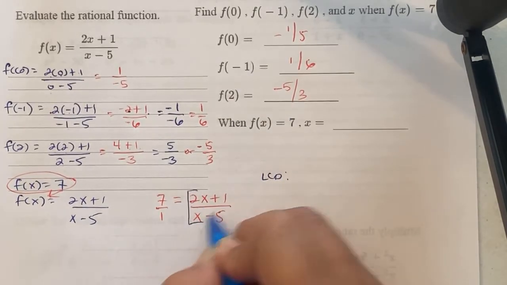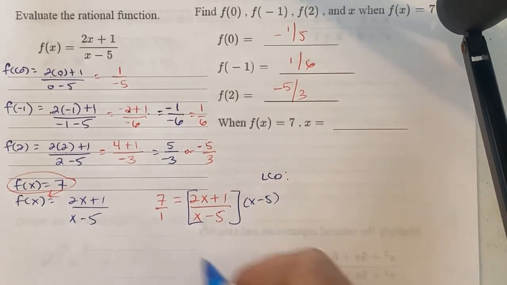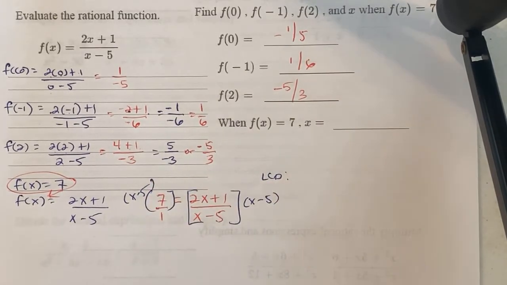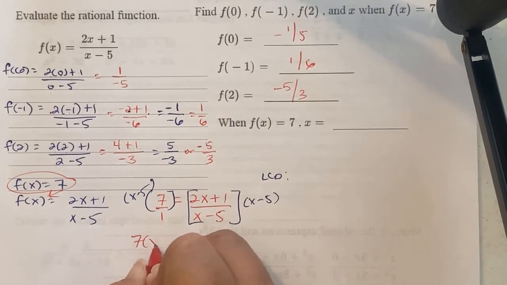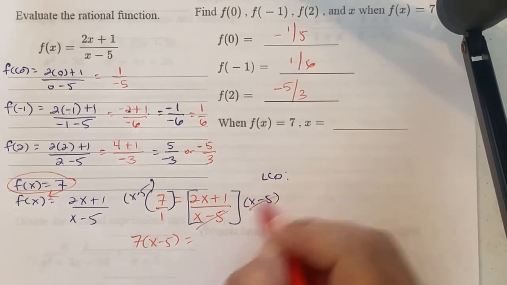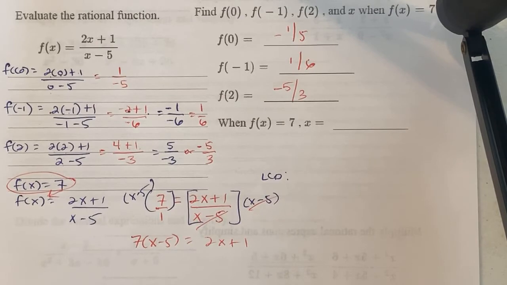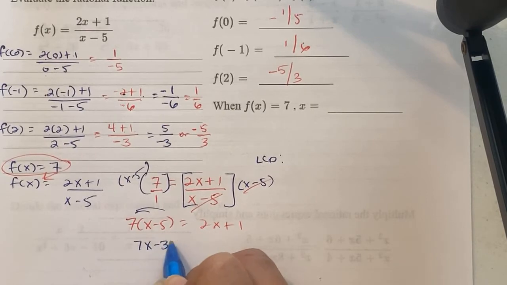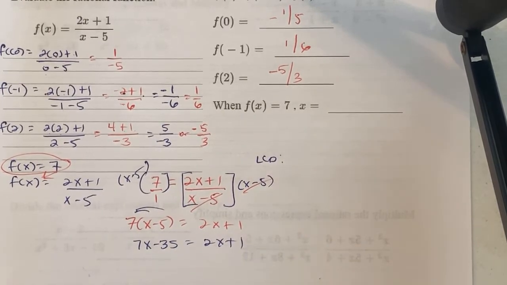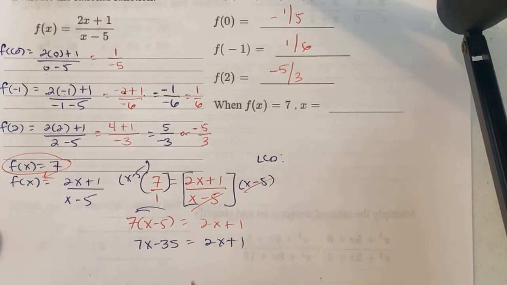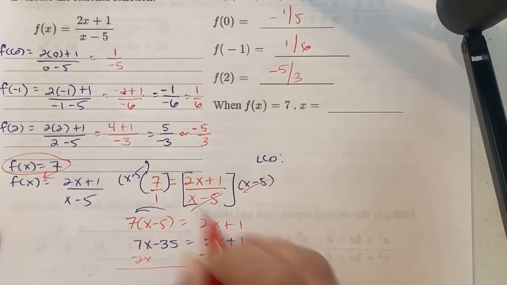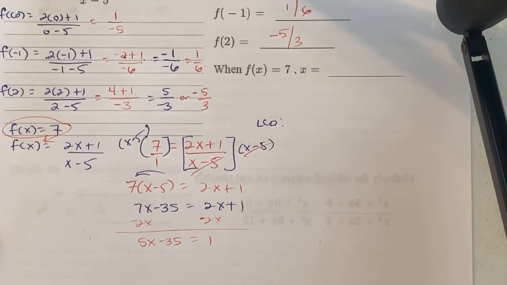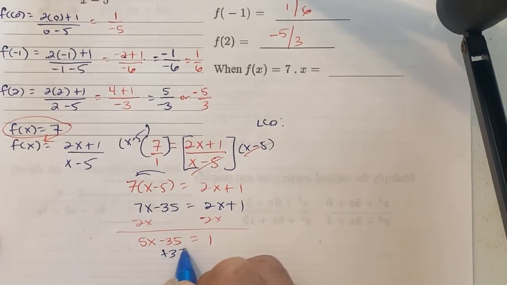So I'm multiplying the right side by x minus 5, which means I'm multiplying the left side by x minus 5. We become 7 times x minus 5 equaling, those cancel out, so 2x plus 1. We are going to distribute. So 7x minus 35 equals 2x plus 1, and now we're just solving for x. Subtract your 2x to the left. So you get 5x minus 35 equaling 1.